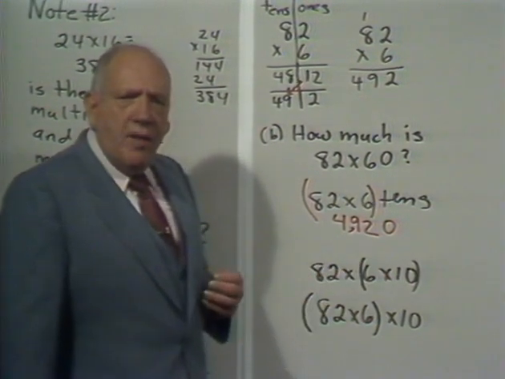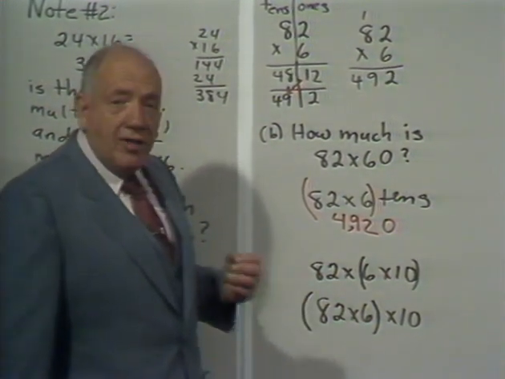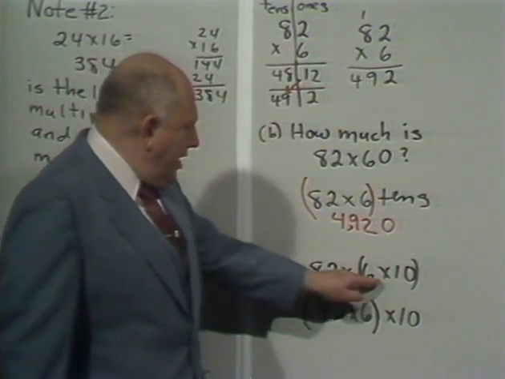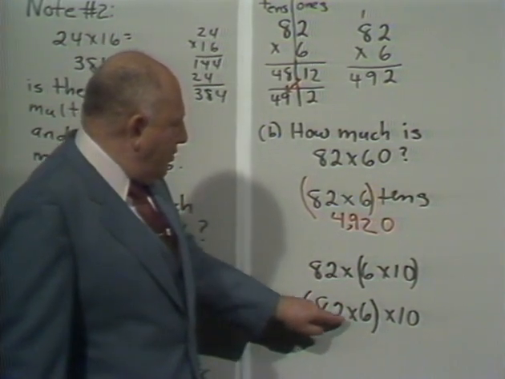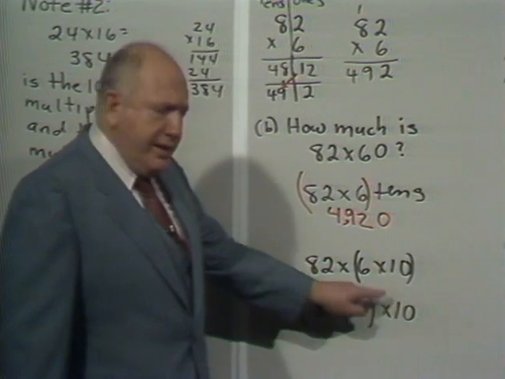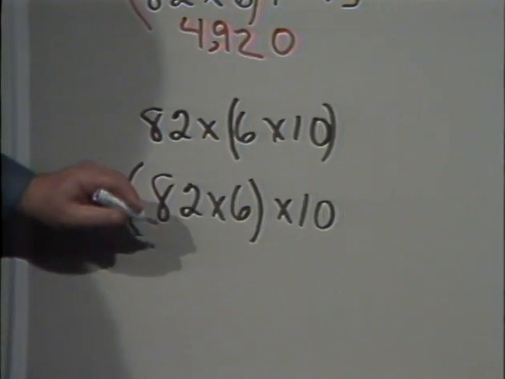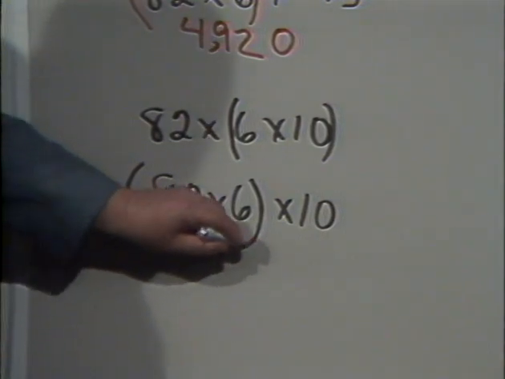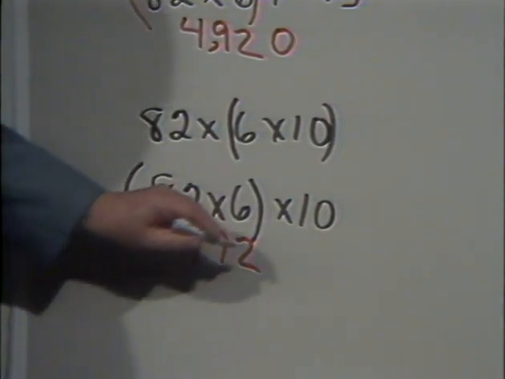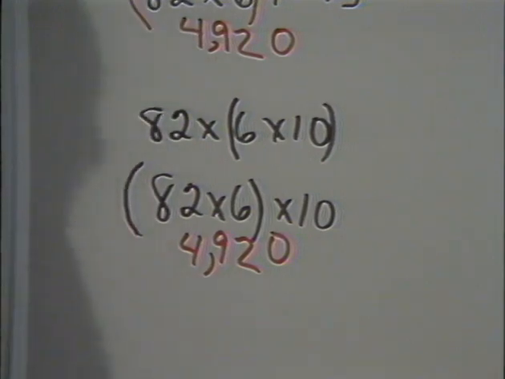And then, since multiplication has the associative property, we can reread this as if it was what? 82 times 6 multiplied by 10. You see, we can shift the parentheses over here. In part A, we found out that this was 492. Now how do we multiply by 10? We just annex a 0. And there's the same answer, 4,920.